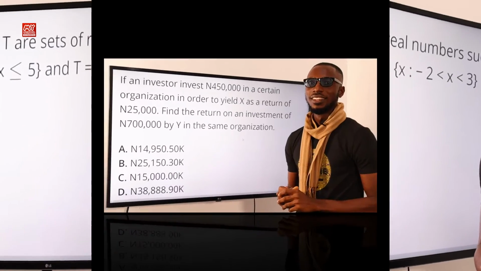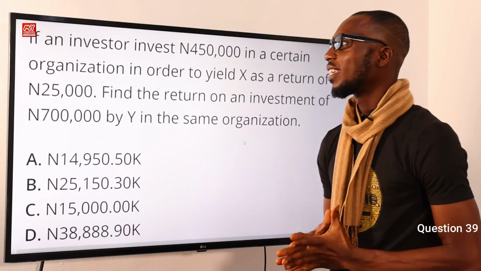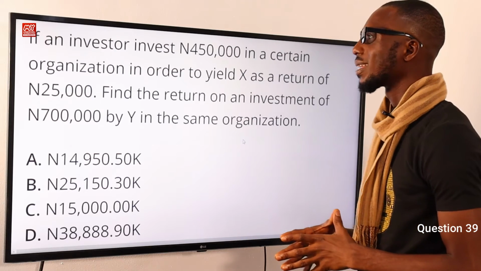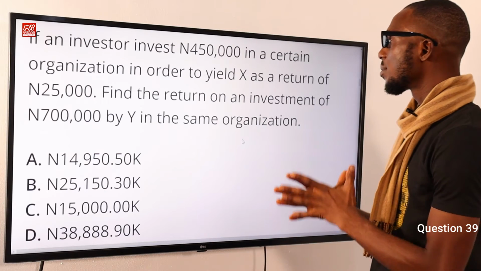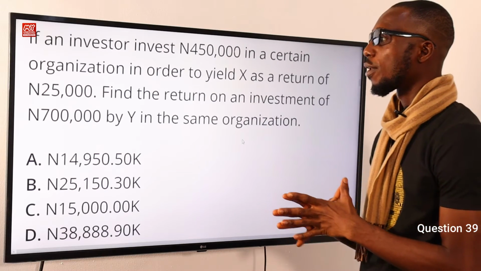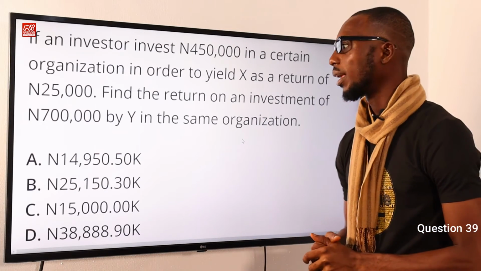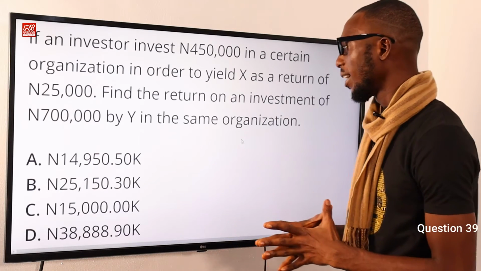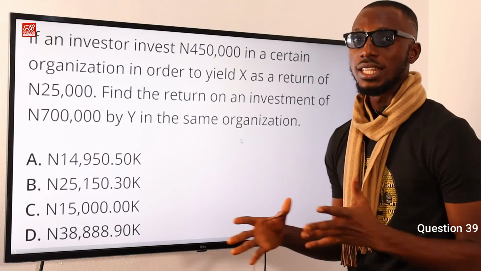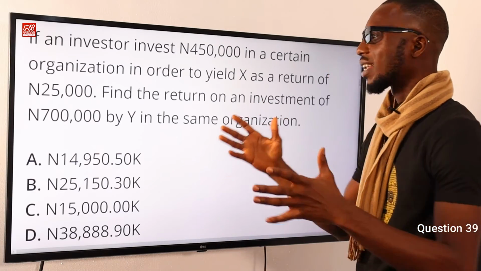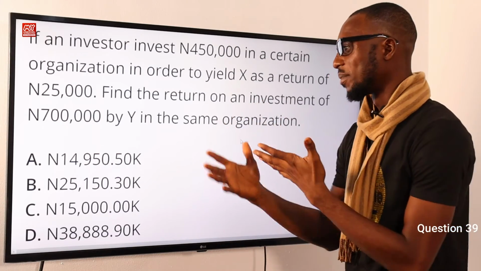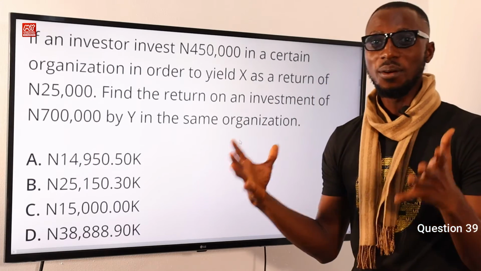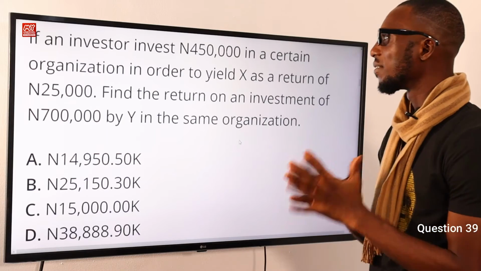Question 39. If an investor invests 450,000 naira in a certain organization in order to yield X as a return of 25,000 naira, find the return on an investment of 700,000 by Y in the same organization. We can decide to use some methods or procedures to solve this question, but we just have to use our common sense. Speed and accuracy are very important.